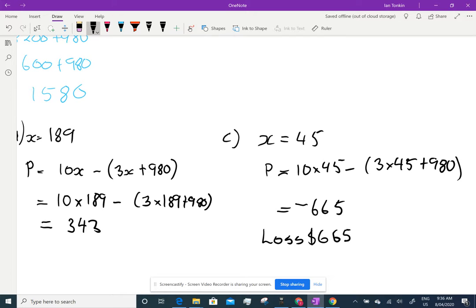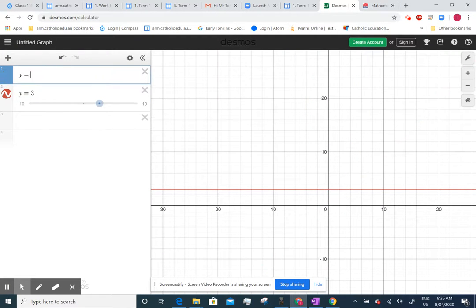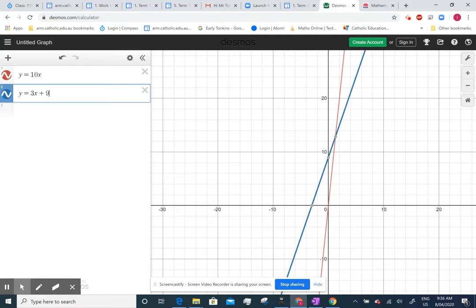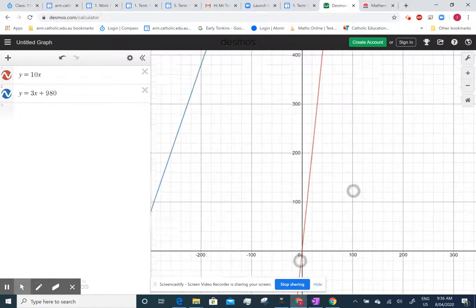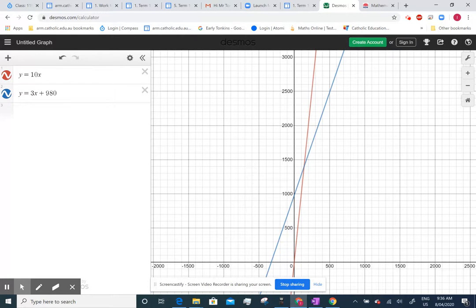Now, if you use Desmos for this, let's have a look at what they were again. y equals 10x and y equals 3x plus 980. Now, we have to bring it right in because we need a different scale. And you can see, because they've kept an even scale on both sides, they're going up by 500s. Now, let's hit it and see what's that break-even point?